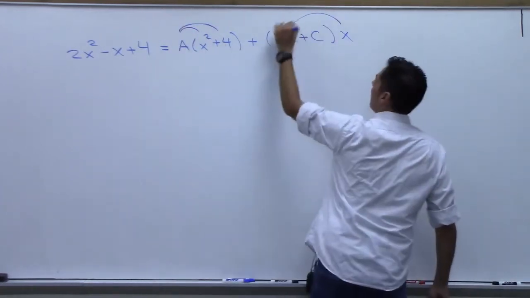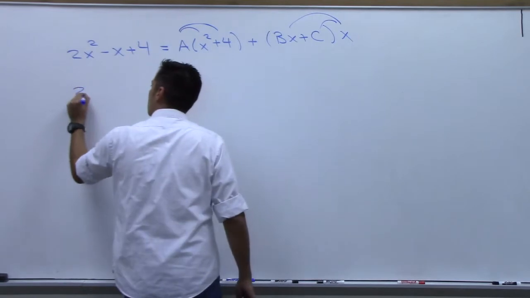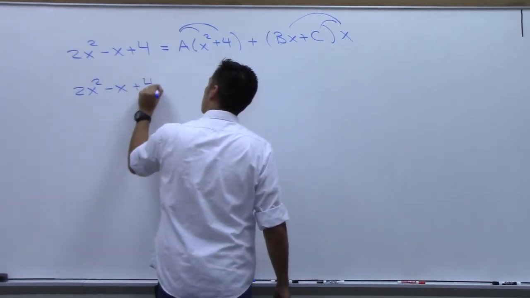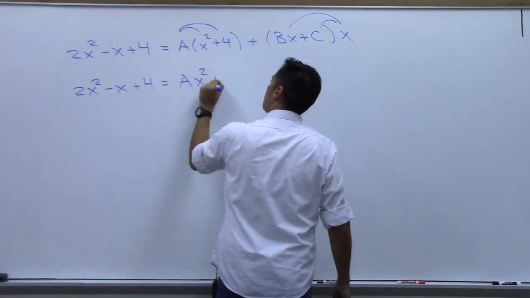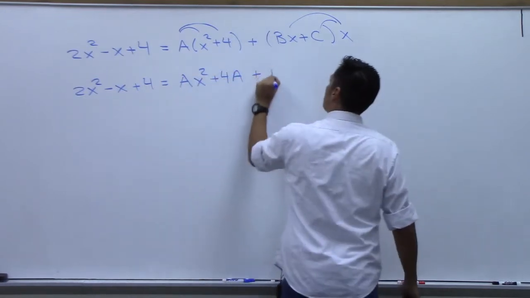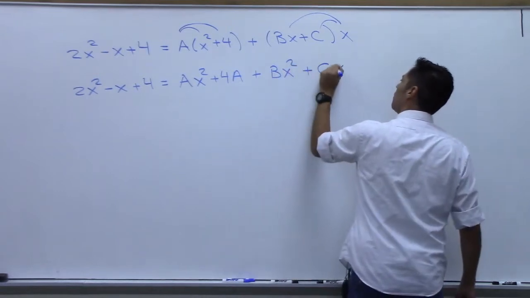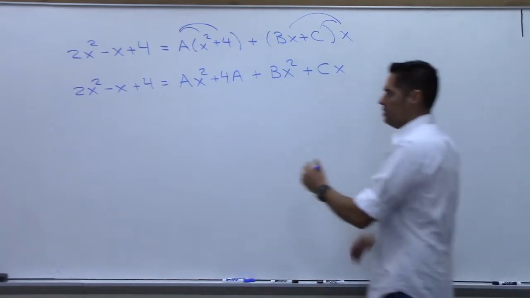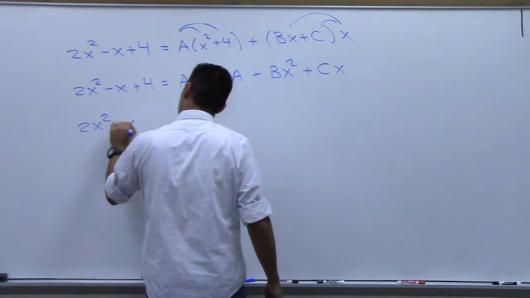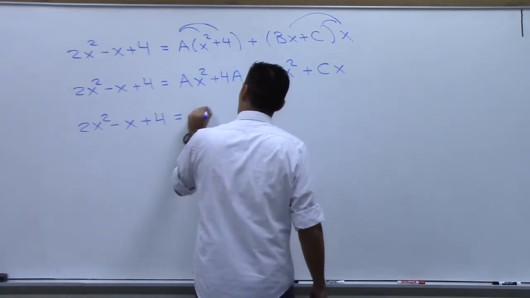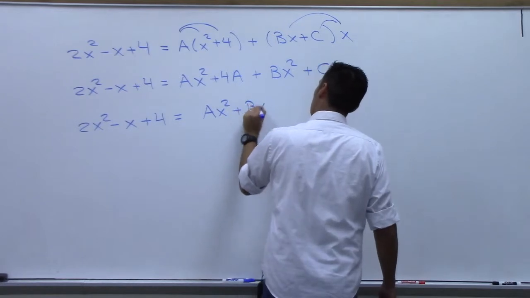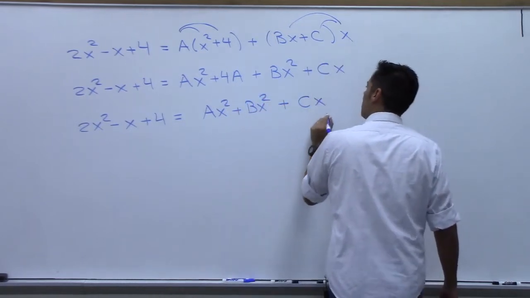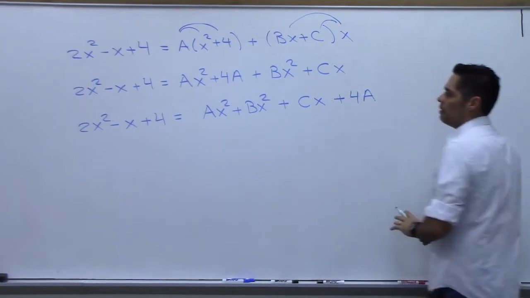Here to here, x here, that's it. So 2x squared minus x plus 4, ax squared plus 4a over here plus bx squared plus cx. Now I put my x squareds together, I put my x's together, I put my constants together on the right side. Left side I'm not going to touch. ax squared plus bx squared. In order, cx would come next and then plus 4a. Like that.